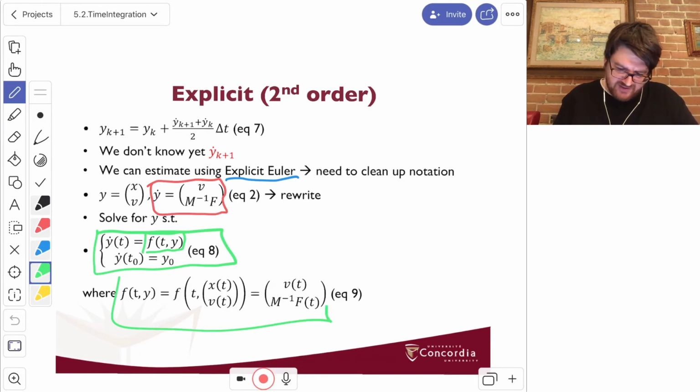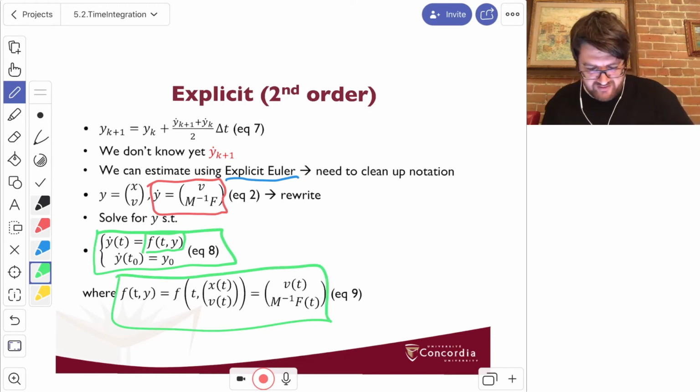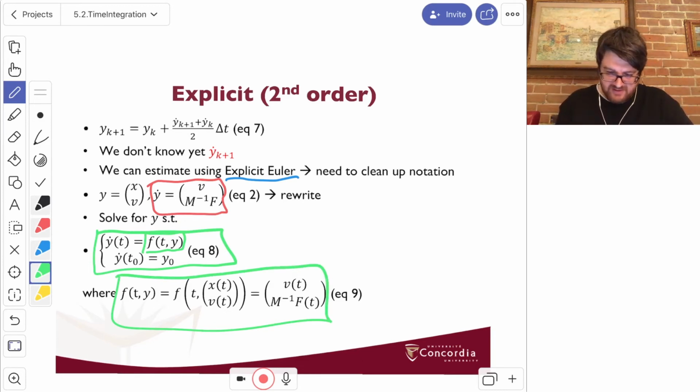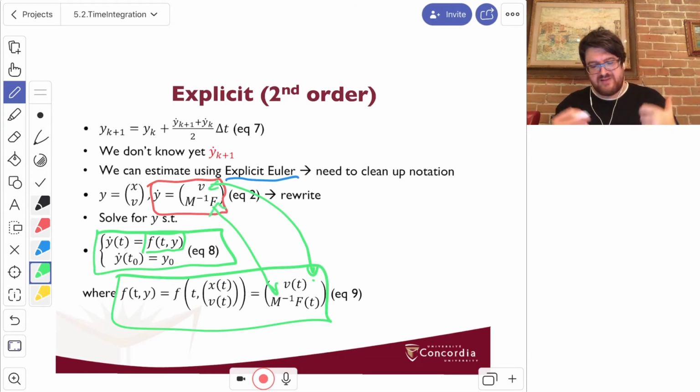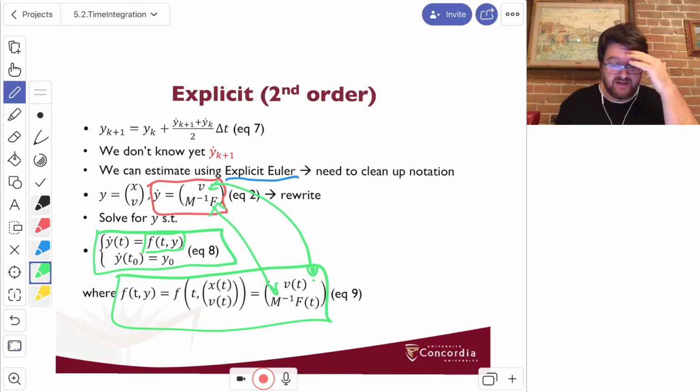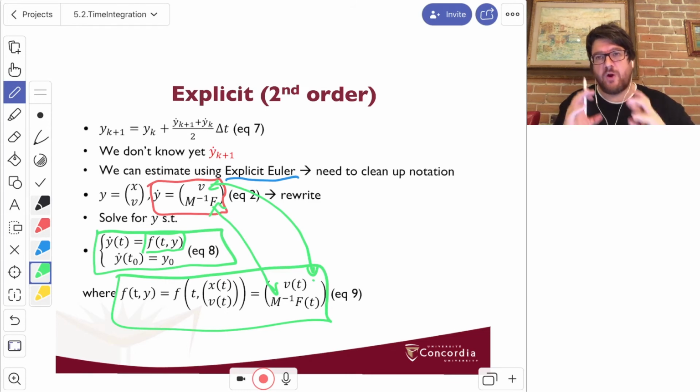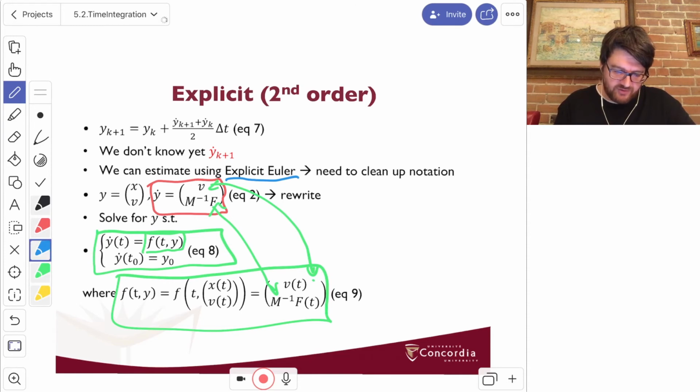It's of course the same as before; we didn't change anything really. It's v of t, this one here and this one here. We just simplify the notation and write it as f of t and y. You will see why we do that: we're going to have to do a lot of manipulation, and it's easier with a more compact notation. And in equation 8 we also put the initial value, so we don't forget it.